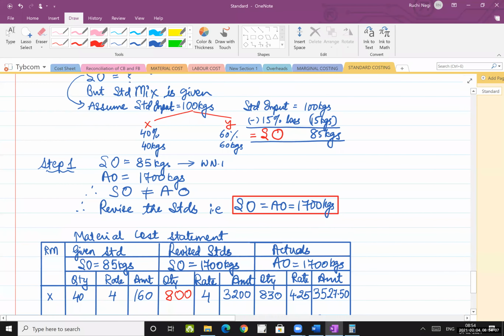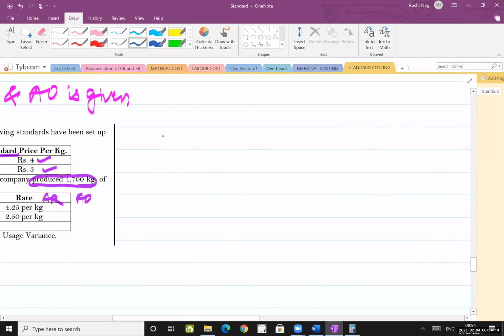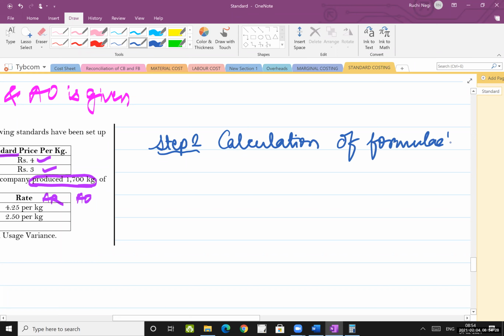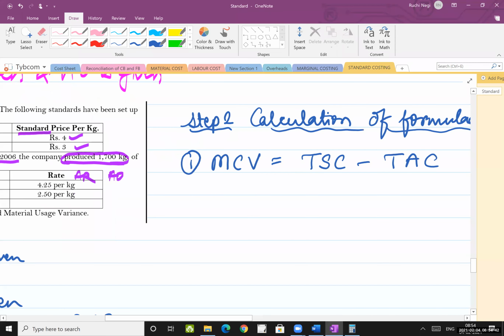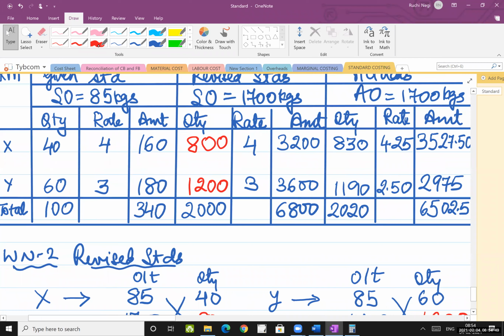Now come to step 2, that is calculation of formulas. So that we will do here. I'm writing it here. Step 2: calculation of formulas. This first one is material cost variance: total standard cost minus total actual cost. Let us go to the statement. From there only we will get. Here are the total columns. So this is my total standard cost and this is my total actual cost.